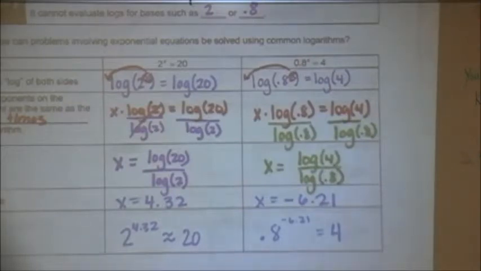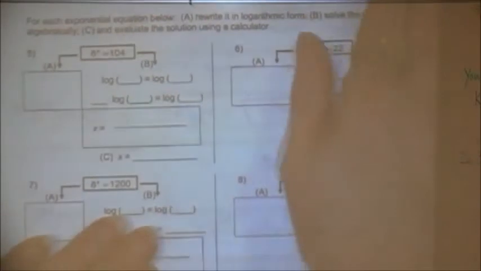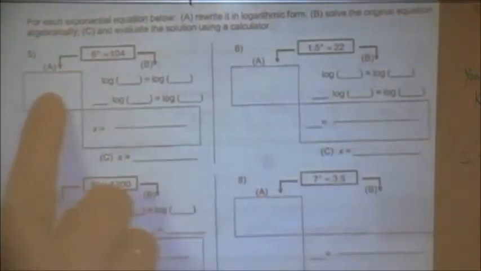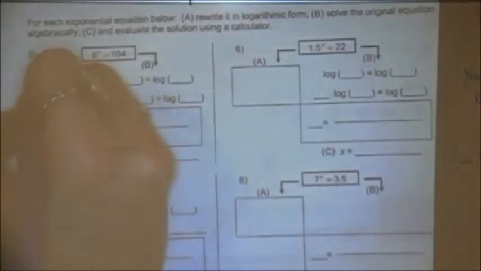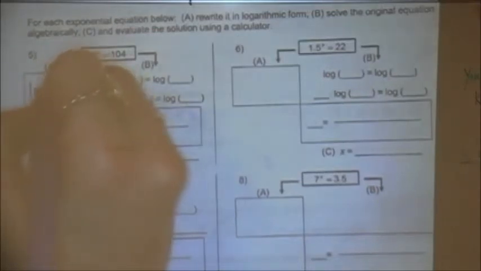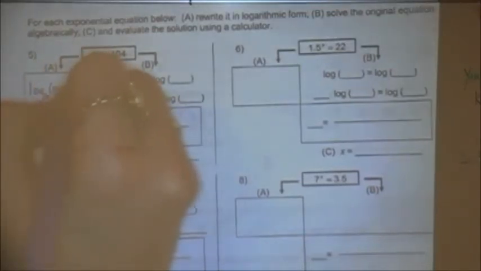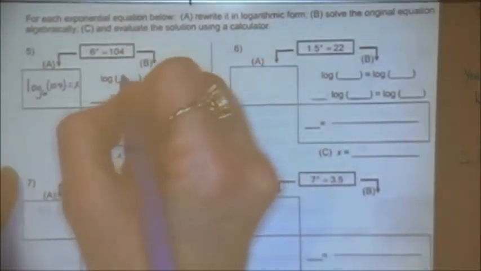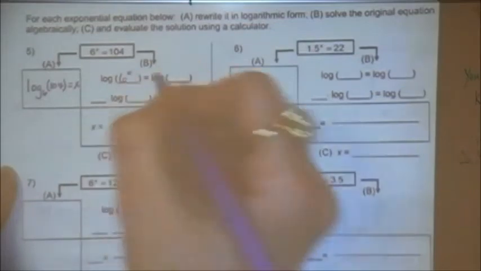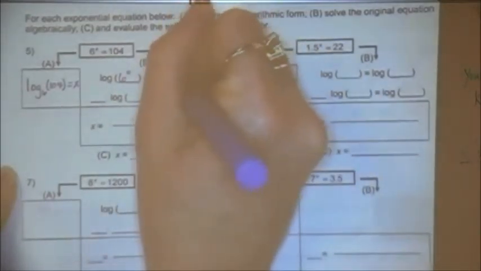Everybody okay? Alright, so now on the next page, we're just doing this all over again a couple of different times, but before I do that, they want me to rewrite it as a logarithm. So the A box is just you rewriting it, rewrite this exponential as a logarithm. So this is going to be, remember your base is the base, so log base 6 of 104 equals x. And then I'm going to go through the process that we just did. So write log on each side. So log of 6 to the x power equals log of 104.